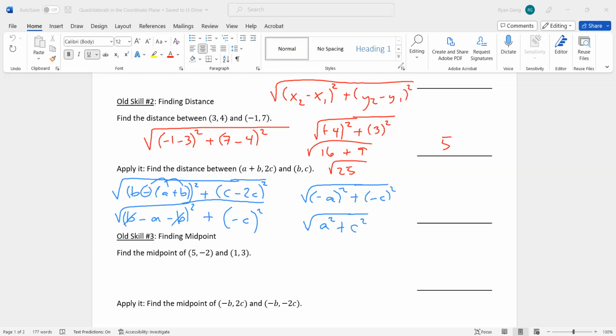Now, a lot of people think they can cancel the radical and the exponents. You can't because of the plus. So my final answer here is actually square root of a squared plus c squared. A lot of times with this, your answer is going to look like that. It's going to look like an expression with a square root over it. Okay, that's okay. You're going to see what that looks like in the next lesson, but you need to practice actually finding the distance in this lesson. That's what we're doing here to build for lesson 7.